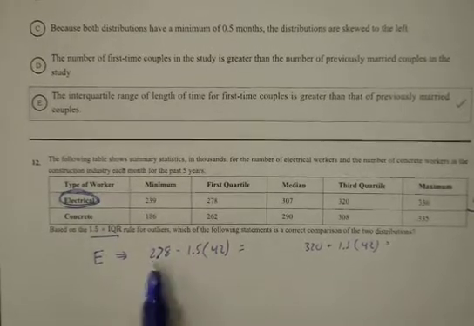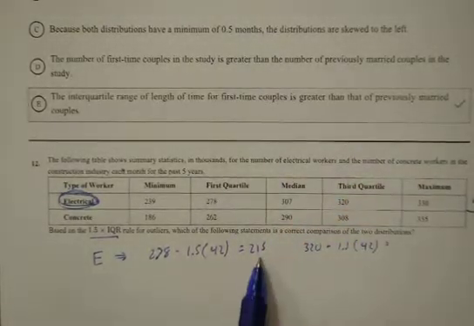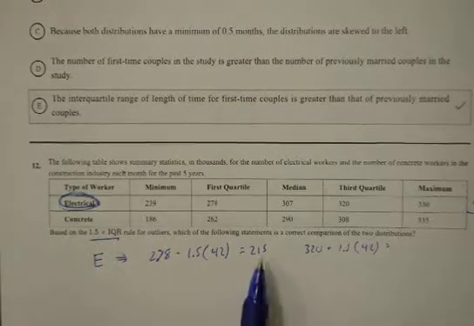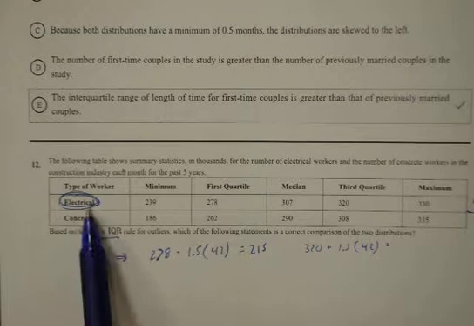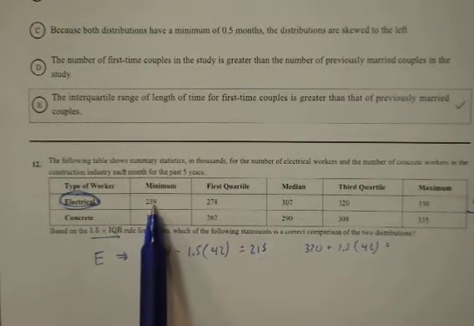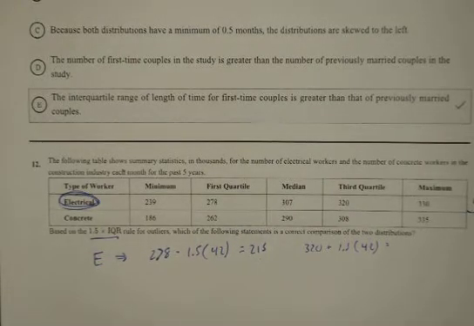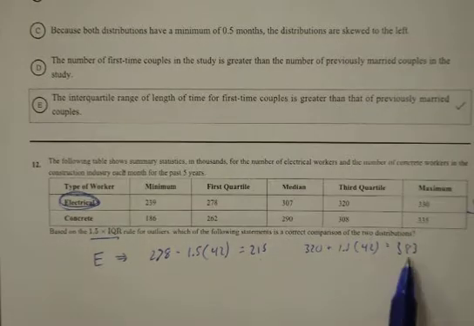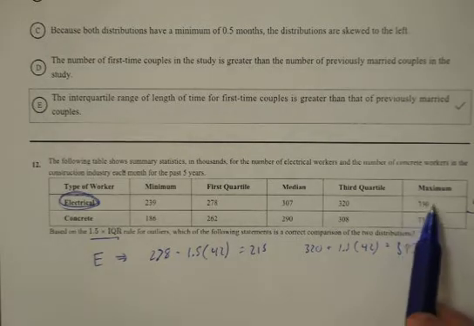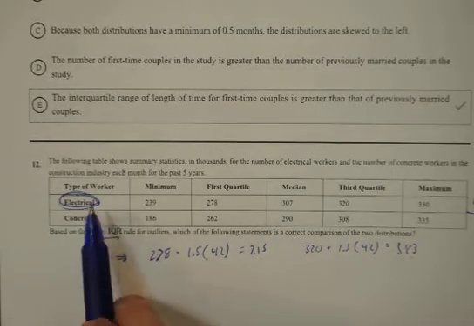Alright, so here, that ends up being 215. So anything less than 215 is a lower outlier in electrical. You can see that the minimum was 239, so there is no lower outlier for electrical. For the upper outlier, you get 383 as the upper boundary for an outlier. The maximum was 330, so there are no outliers for electrical.